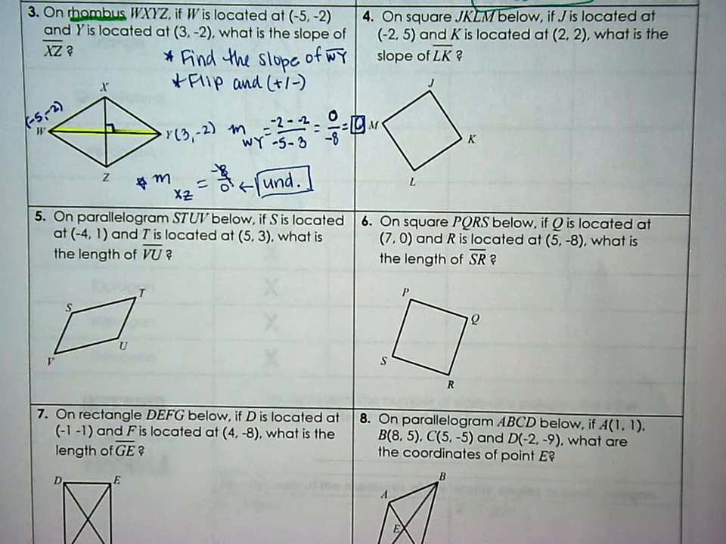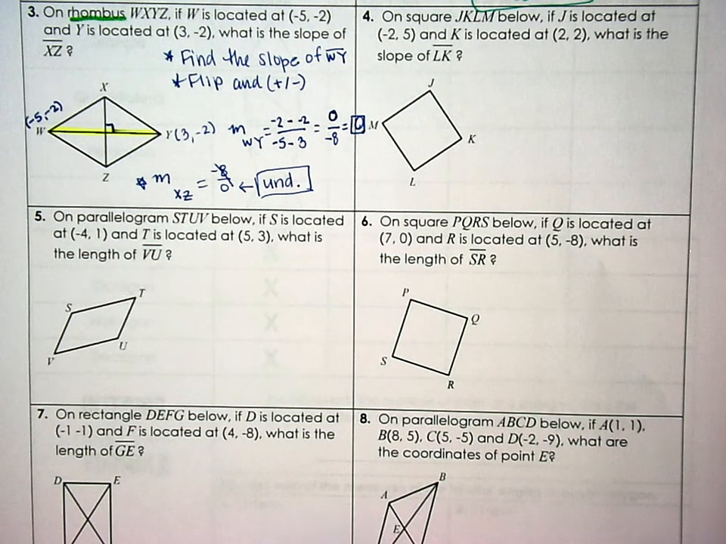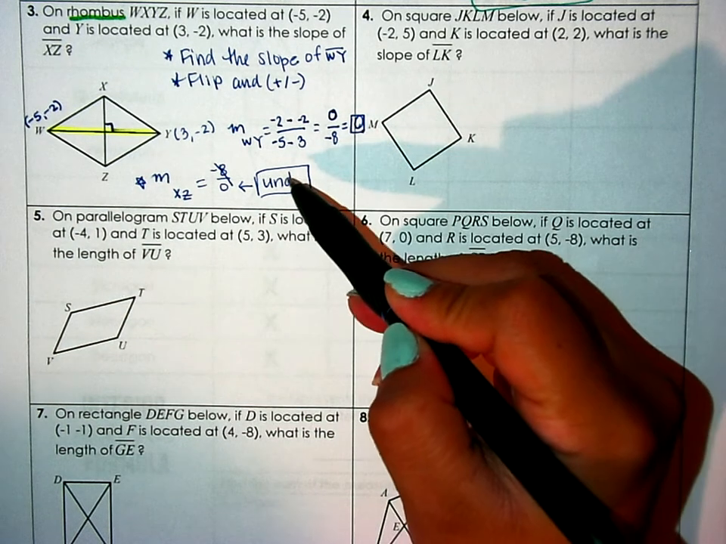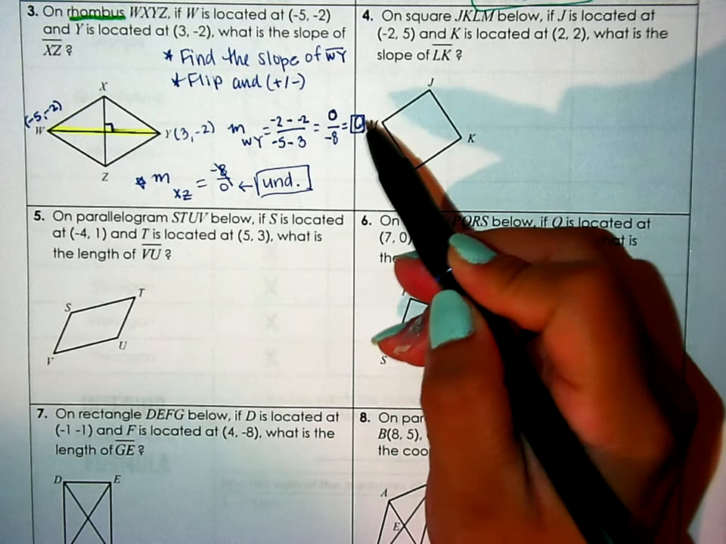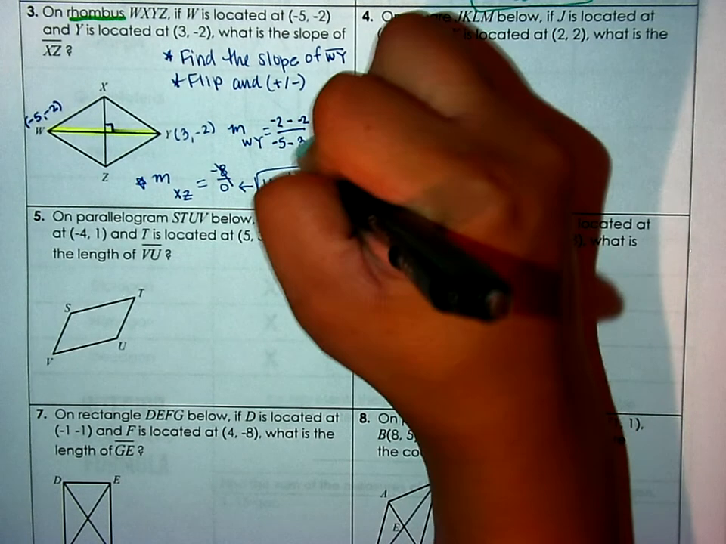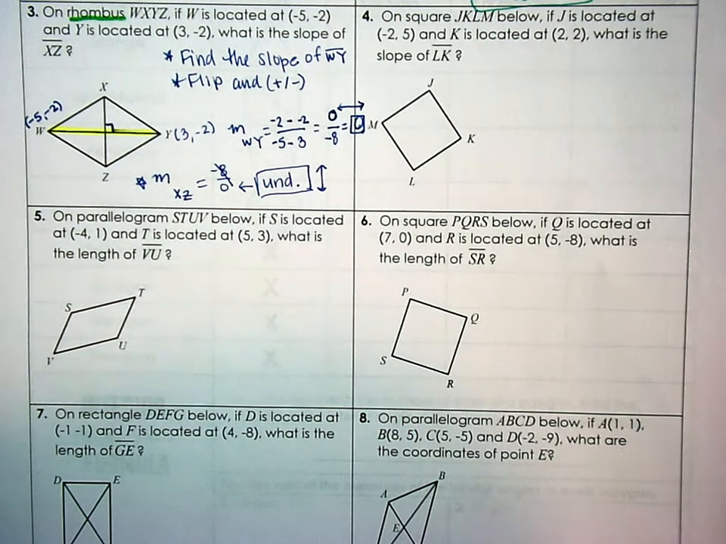So that's something that you should have learned in Algebra 1. Maybe revisited it in Algebra 2, but undefined slopes and 0 go together. So if you ever have a 0 slope, the opposite would be undefined. That's the perpendicular one. Basically, this is a horizontal line, and this is a vertical line. That's all that is.